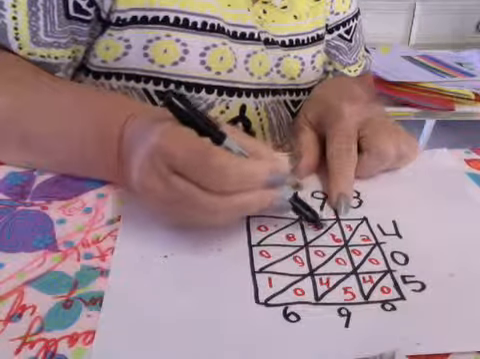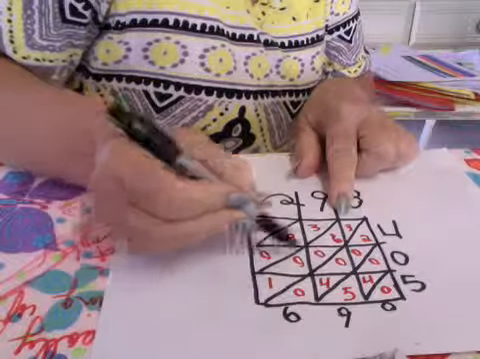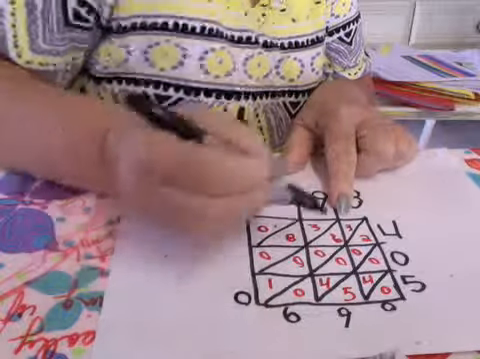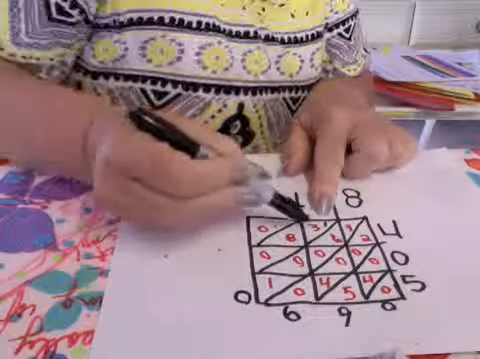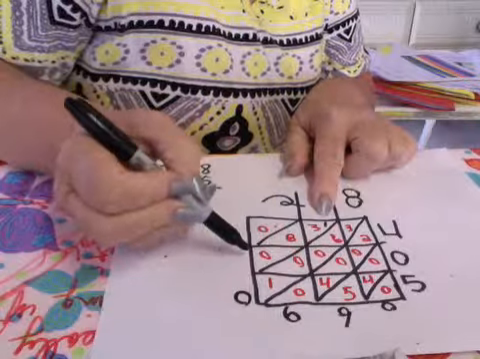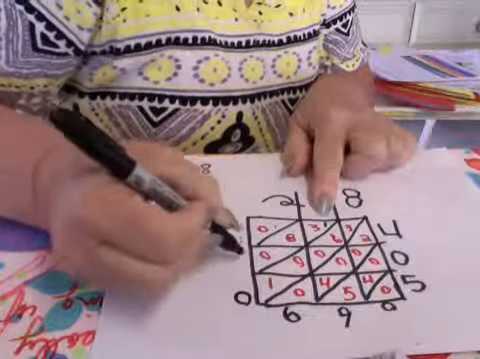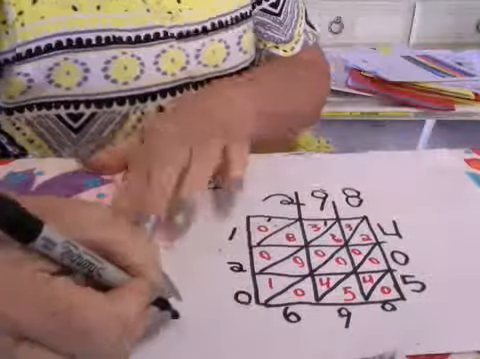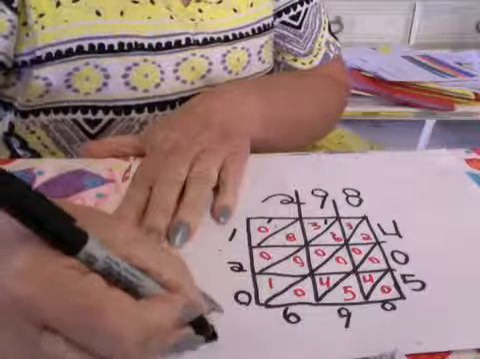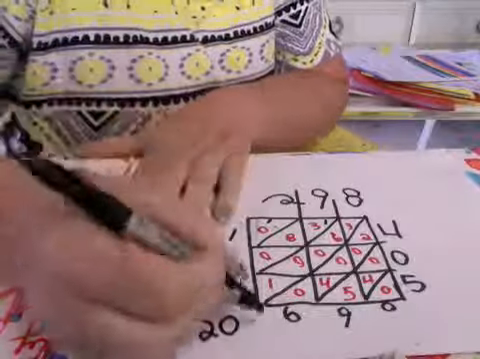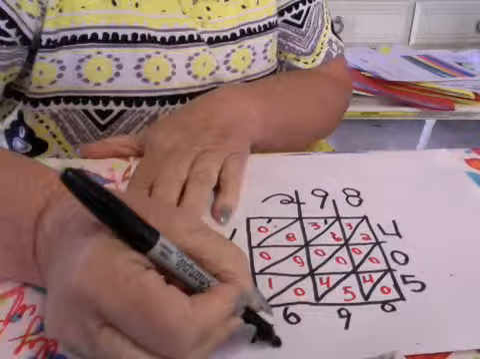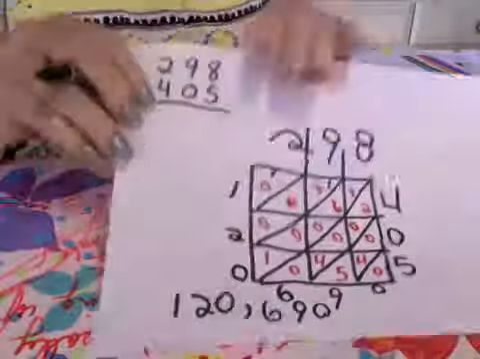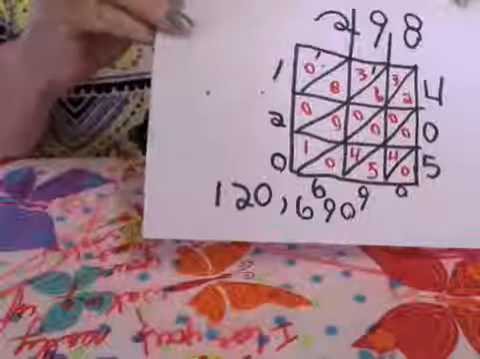And 3, 6, 0, 0, 1. Well, we've got 9, 10. Now this is 4 and 8 and 0. 4 and 8 is 12. 1, 2, 0. 120,690. Okay. That's Lattice. It's really a lot of fun.